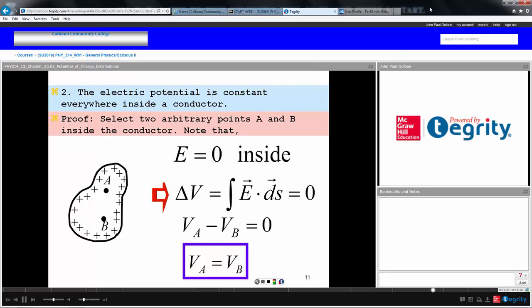Likewise, we know the E field is the derivative of the potential, negative derivative, if you will. And if the potential is constant, then the derivative of a constant is what we expect, zero. So the E field is zero inside.